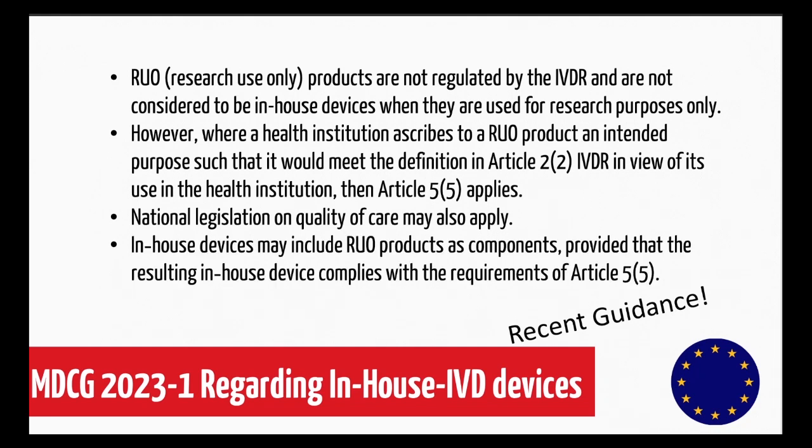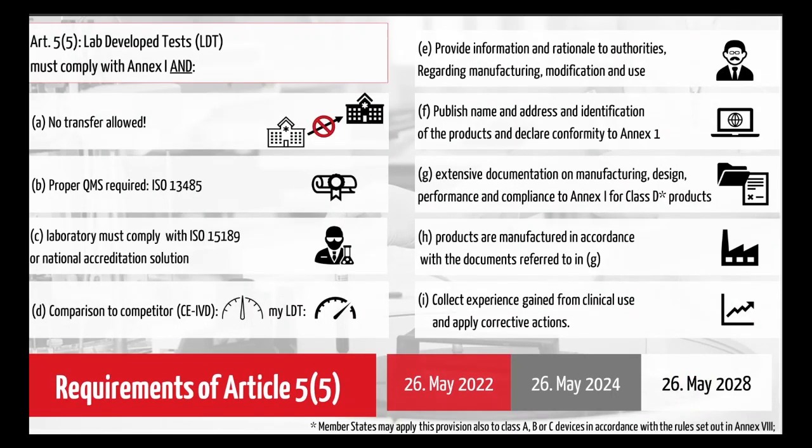And in-house devices may include RUO products as components, provided that the resulting in-house device complies with the requirements of Article 5, subpoint 5. This is a very recent guidance, so this is quite important for laboratories located in the European Union. So what are these Article 5, subpoint 5 requirements?